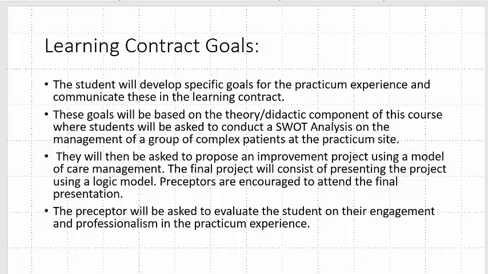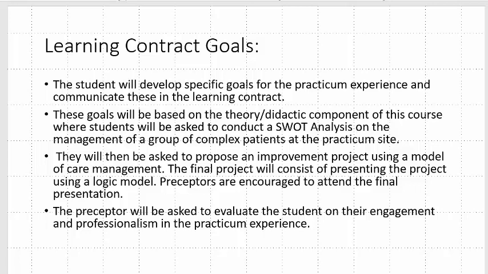The student will ask you to review a learning contract with them where they will develop specific goals. These goals will be based on the theory component of the course. Students will be asked to conduct a SWOT analysis, and then they will be asked to take some of the opportunities they found in the SWOT analysis and develop an improvement project. And then they use a logic model to map out this improvement project.